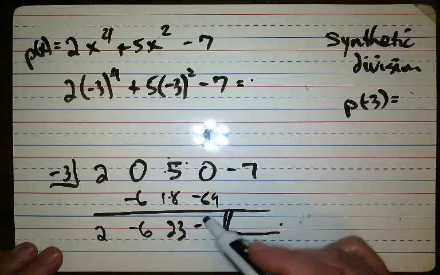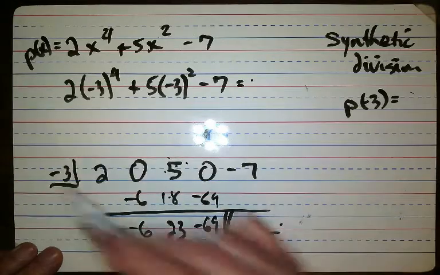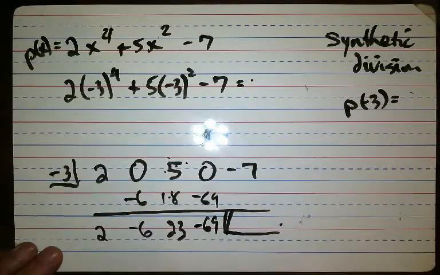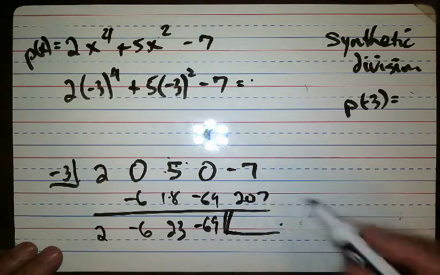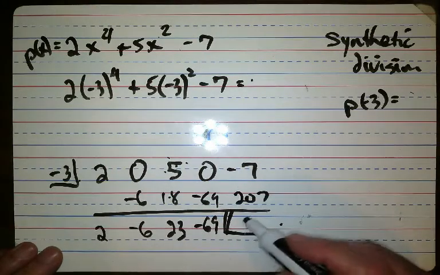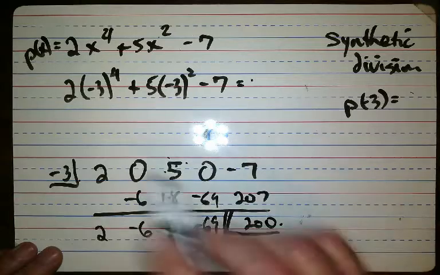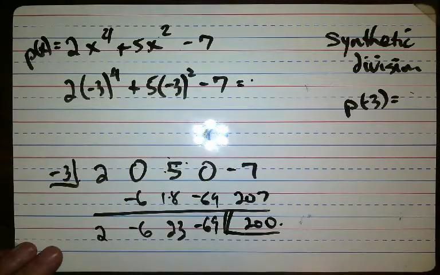And then times 3 again is going to make that positive. So 207, 207. And that's 200. So let's see, what have we got here?